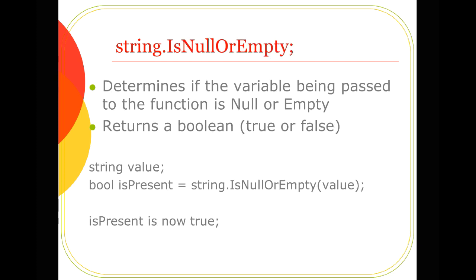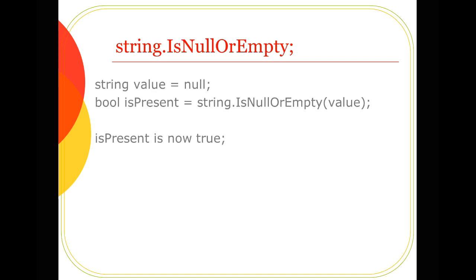Is null or empty? This is very useful. It tells you if the variable that you're passing is null or is it empty. It returns a boolean, true or false, 1 or 0, transistor. So in this example, I create a string variable named value, but I don't explicitly give it a value, so implicitly it's null. So when I use string.IsNullOrEmpty, it's going to return true. And is present will have the value true when this command is executed.